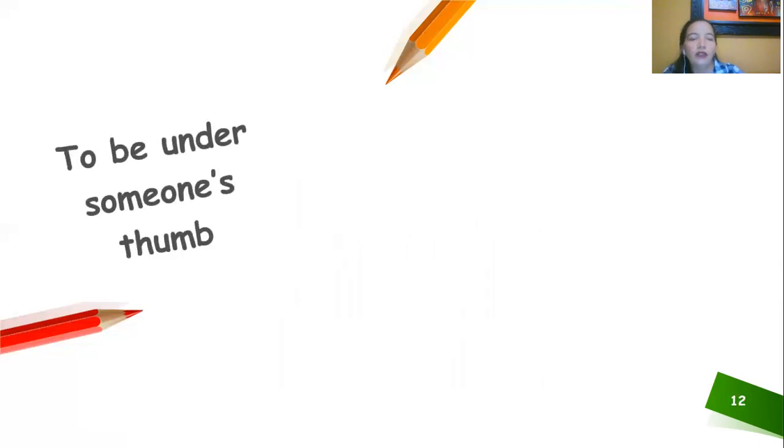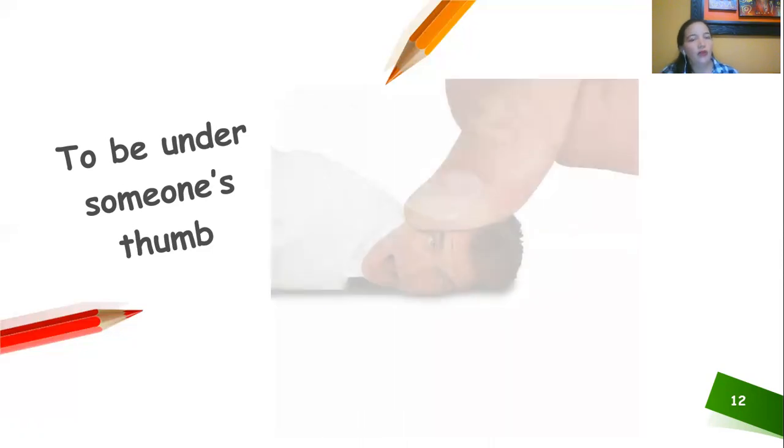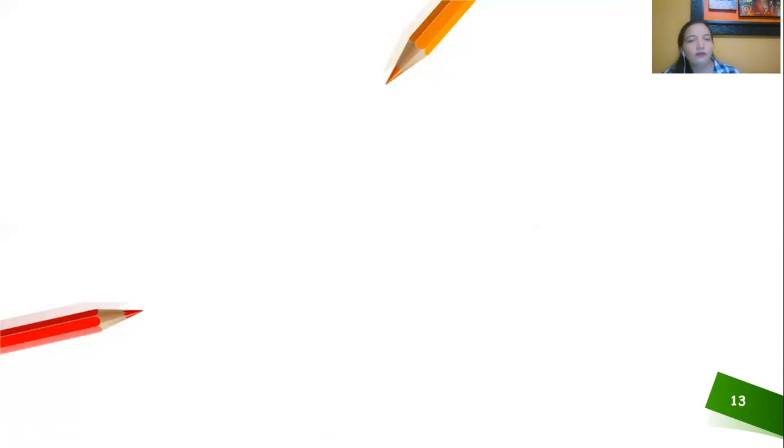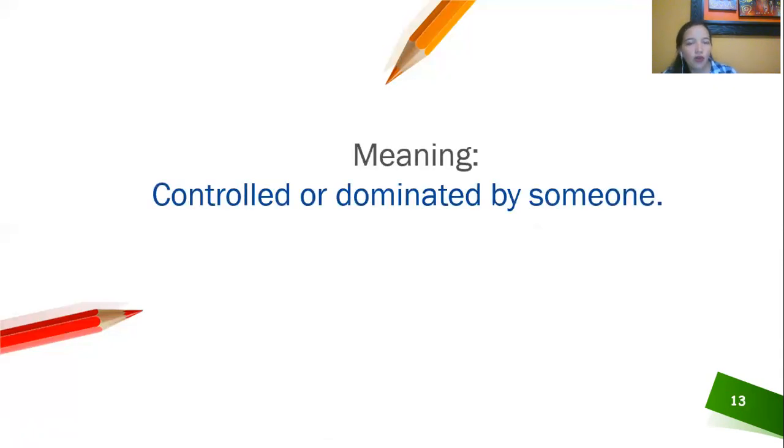So we have the first one, to be under someone's thumb. Well, the thumb is this finger, right? The fat finger from the hand. So what is to be under someone's thumb? Maybe we think in this moment about this, but that's not the real meaning, right? It's impossible to do that. So what is the meaning of to be under someone's thumb? It is to be controlled or dominated by someone.